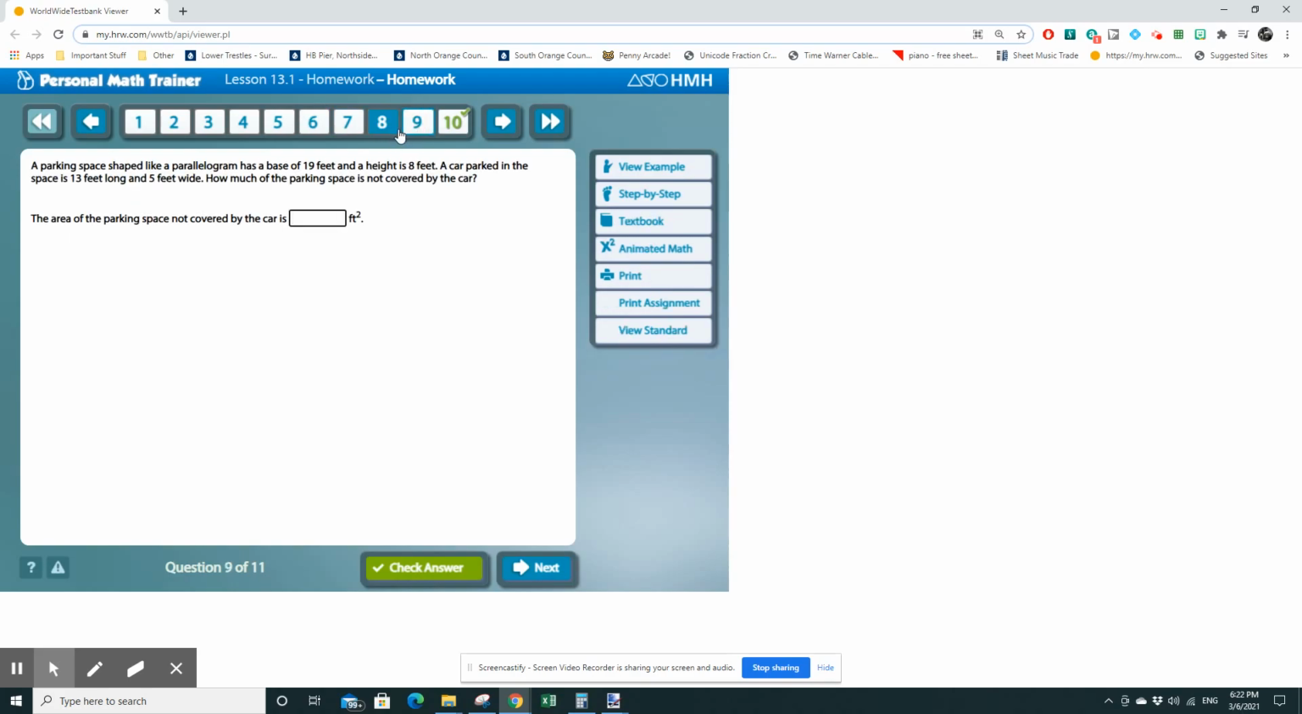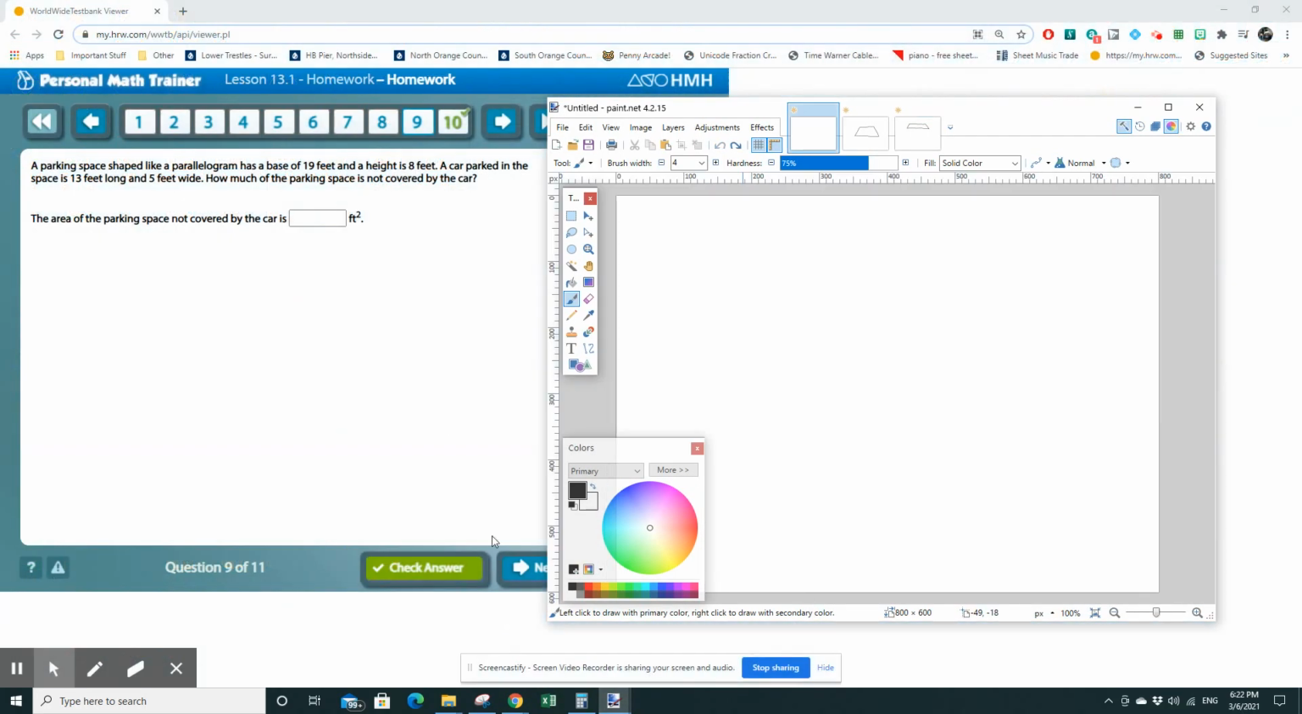Number 9, I think it's doable, but I'm going to go ahead and give you a hint and help you out anyways. So it starts off, a parking space is shaped like a parallelogram. The parking space shaped like a parallelogram has a base of 19 feet and a height of 8 feet. A car parked in the space is 13 feet long and 5 feet wide. How much of the parking space is not covered by the car?